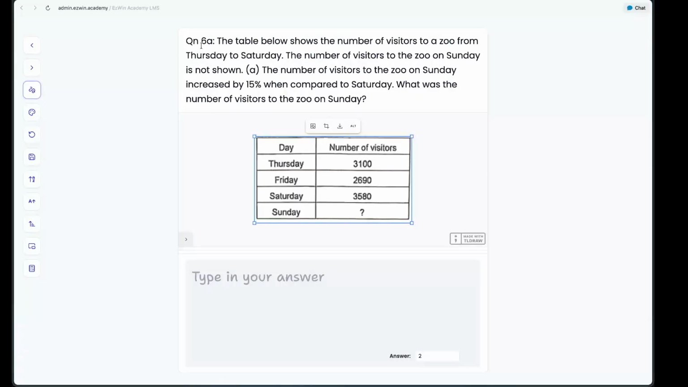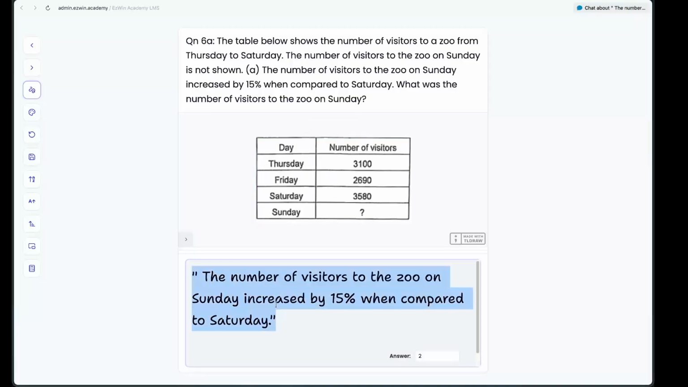Question 6a. The table below shows the number of visitors to a zoo from Thursday to Sunday. The number of visitors to the zoo on Sunday is not shown. The number of visitors to the zoo on Sunday increased by 15% when compared to Saturday. What was the number of visitors to the zoo on Sunday?